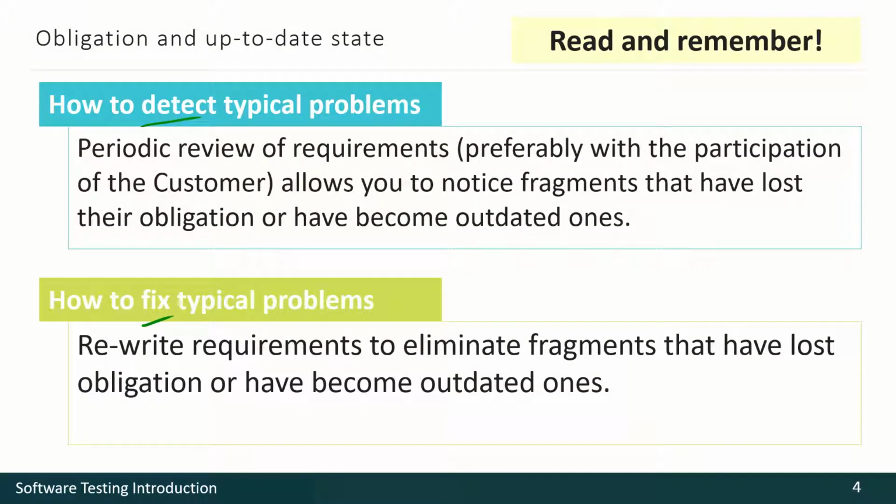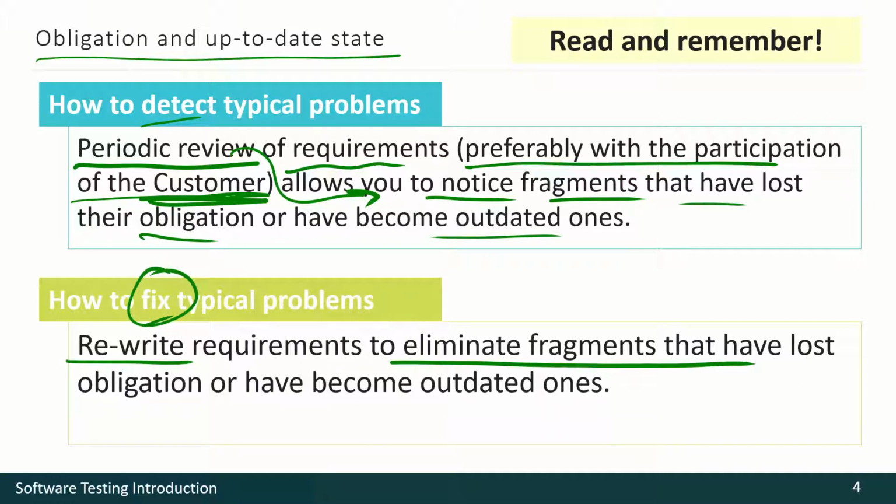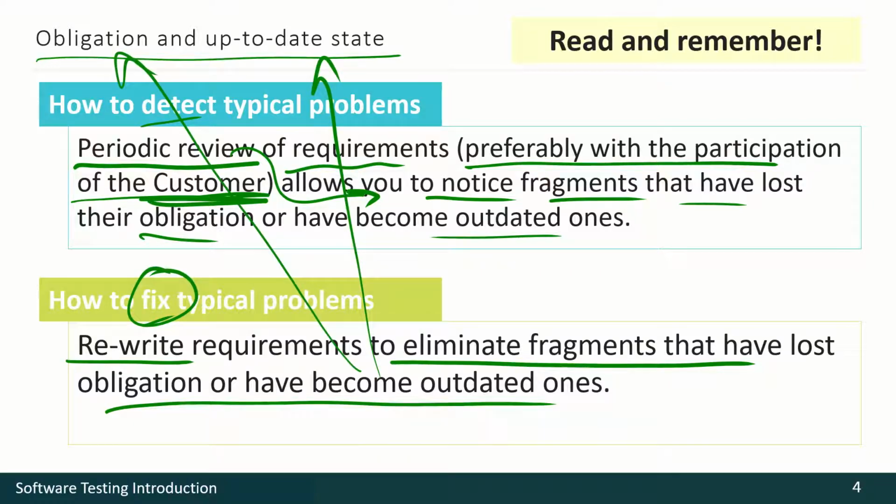How to detect and fix typical problems with obligation and up-to-date state? Review, periodic review of the requirements. And it is much better if we are doing it with the participation of the customer, because we may get his instant feedback. So this review allows us to notice those fragments that have lost their obligation, became outdated, and so on. How to fix? Rewrite, eliminate, or change those outdated requirements and make sure that everything left is up to date and obligatory.